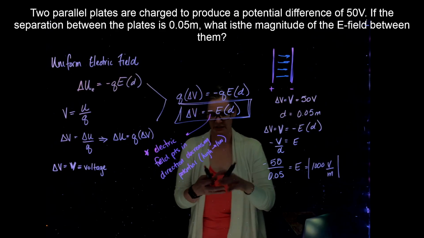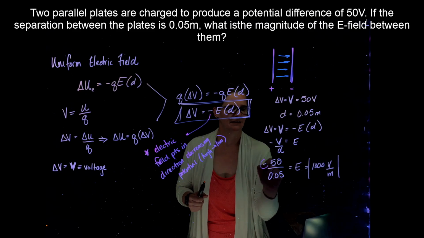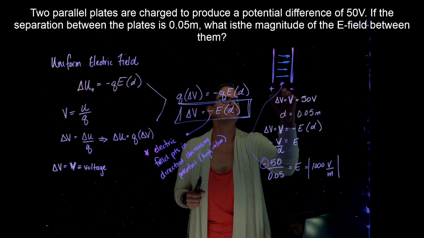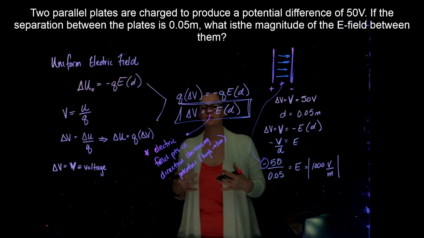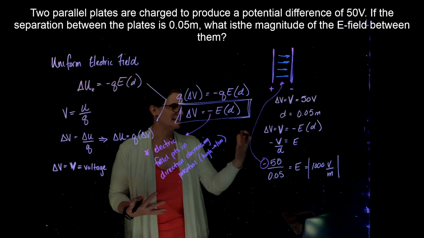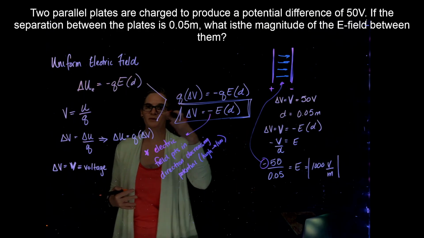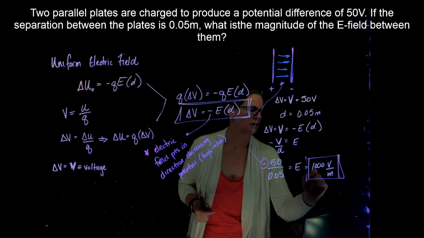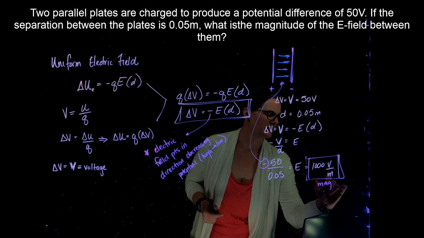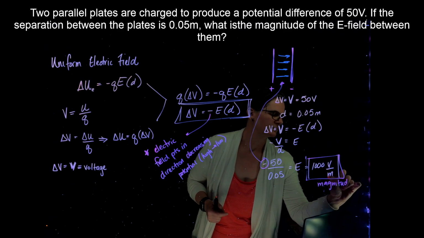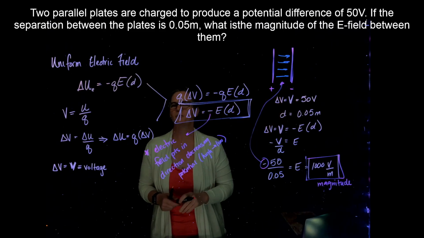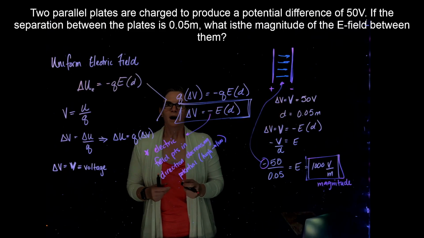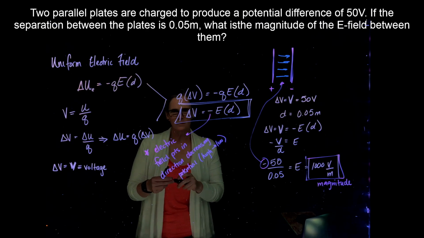So this just tells us this information. All right, so the electric field strength is 1,000 volts per meter. It goes from high to low. So this is our answer for the magnitude of the electric field, which is what it's asking for. All right, 1,000 volts per meter.